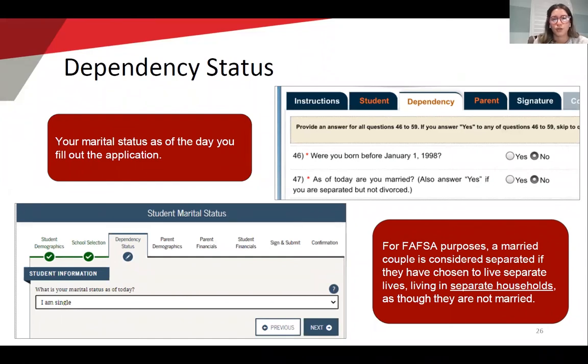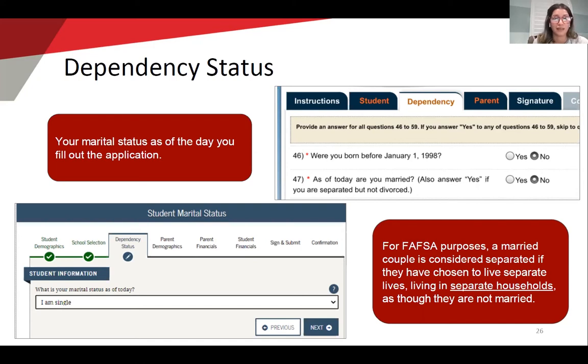On this page, one of the first questions is, when were you born? You will be asked, were you born before January 1st, 1998? Whatever applies to you, that's what you answer, yes or no. You will also be asked about your marital status: what is your marital status as of the day that you're completing your application? If you're single, choose that option. If you're married, choose the corresponding option. It's pretty clear what you're going to be answering. Just keep in mind that you're answering as of the day you're completing the application.